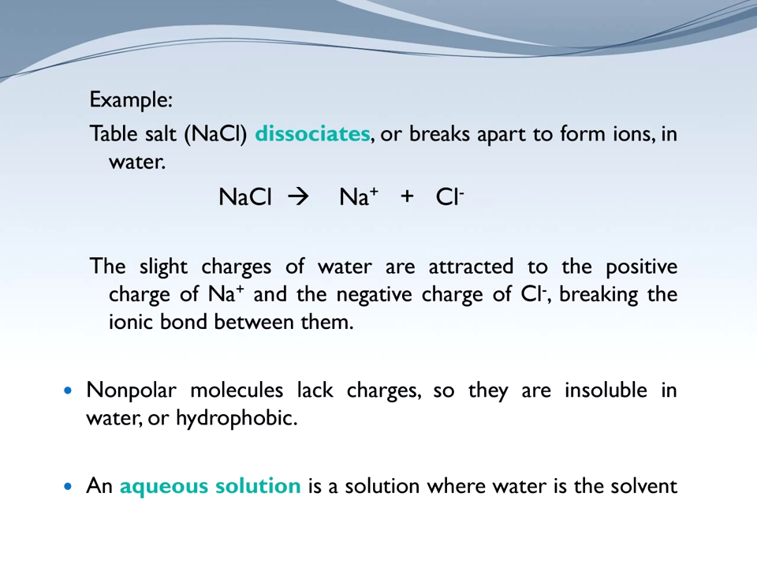When table salt is added to water, it will dissociate or break apart to form ions. Recall that a molecule of table salt is held together by an ionic bond. The positively charged sodium is attracted to the negatively charged chloride ion. Water molecules are also attracted to these 2 ions, so much so that they will be surrounded by water molecules and separated from each other.